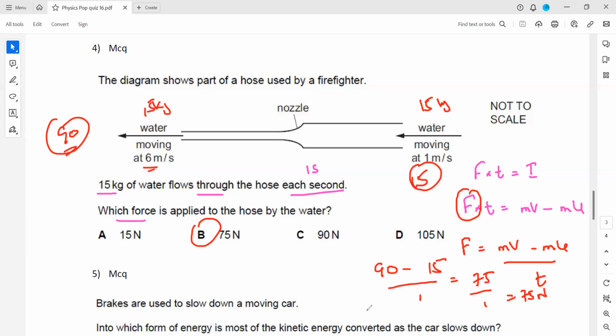Is it clear? Question 4? Clear. Moving on to question 5.